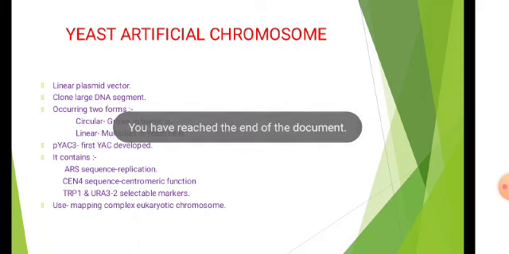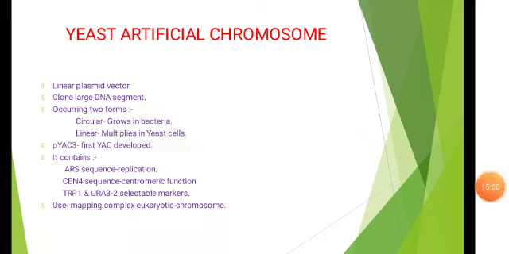So we have discussed vectors. Vectors are very important for the biotechnology field, as well as for genetic engineering, gene manipulation, and genetically modified organisms, as well as plants. So that is very important for the biotechnology field.